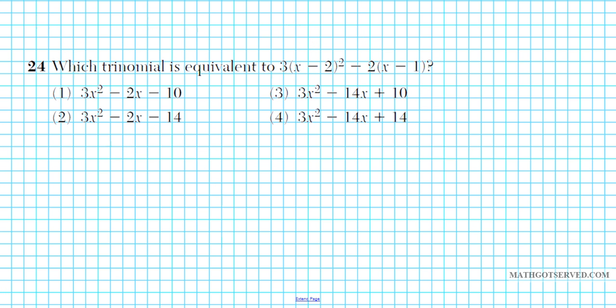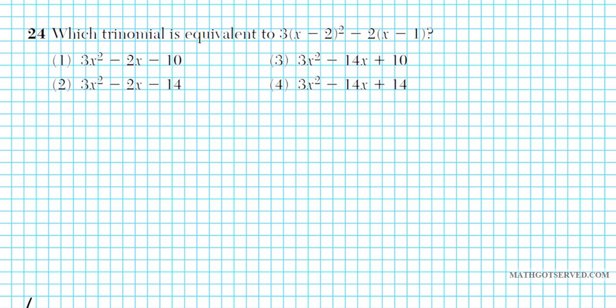Okay, let's take a look at the last multiple choice problem in this installment. So it says, which trinomial is equivalent to 3 times the quantity x minus 2 squared minus 2 times the quantity x minus 1? So the best way to approach this problem is to just expand this expression completely, get rid of the parentheses, and see which of the options it matches, okay?